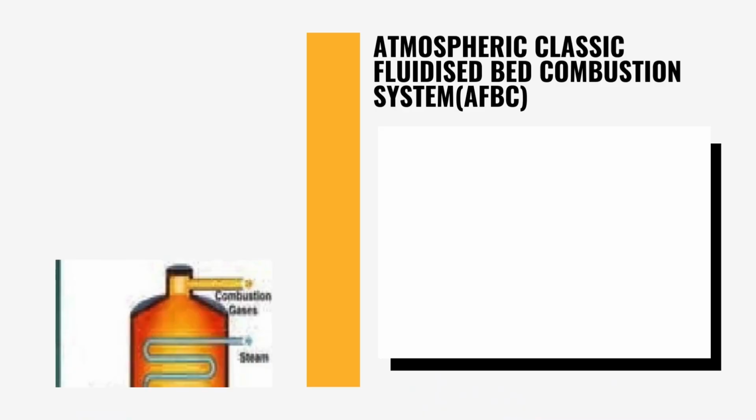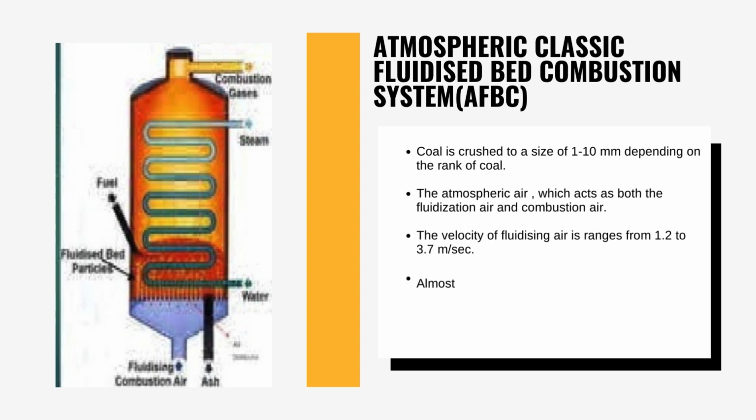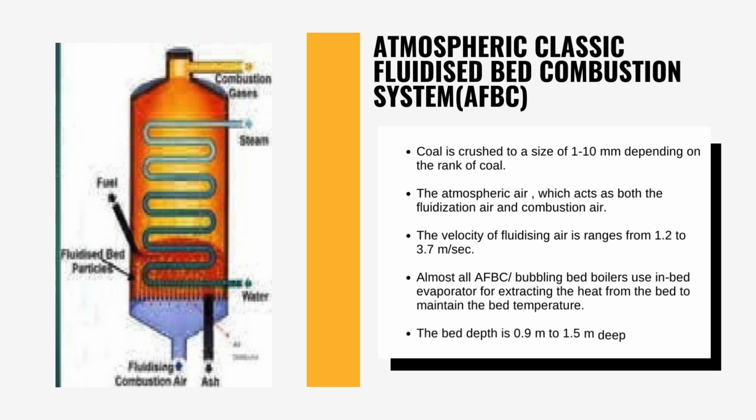First one is atmospheric classic fluidized bed combustion system, AFBC, or we can say bubbling bed. In AFBC, coal is crushed to a size of 1 to 10 millimeter depending on the rank of coal and type of fuel feed, and fed into the combustion chamber. The atmospheric air, which acts as both the fluidization air and combustion air, is delivered at a pressure and flows through the bed after being preheated by the exhaust flue gases.